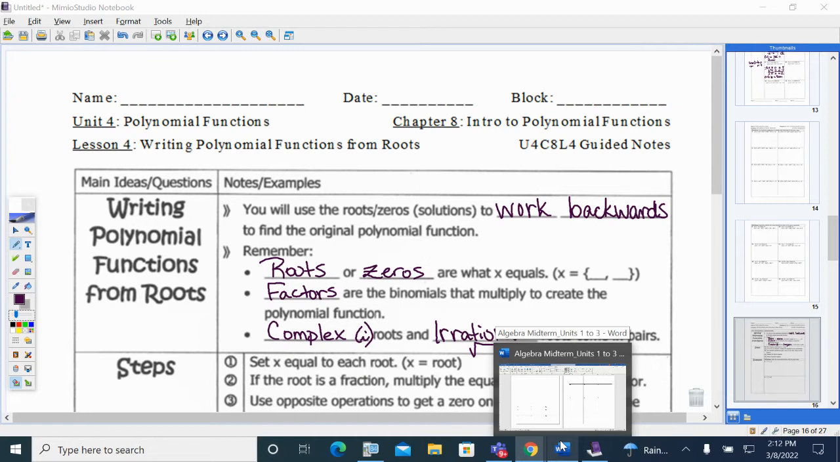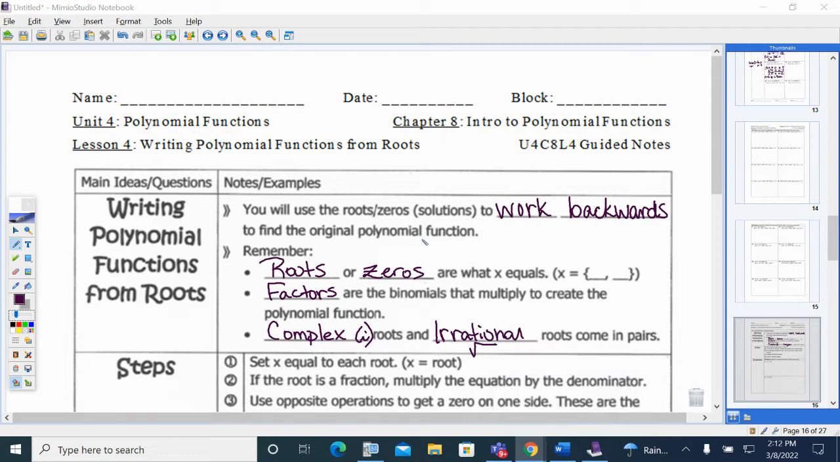This video is on Unit 4, Chapter 8, Intro to Polynomial Functions, Lesson number 4, Writing Polynomial Functions from Roots. Or my favorite way to say that is working backwards. We are going to write polynomial functions from roots. Now, we've done this already when we were studying quadratics. We wrote quadratic functions from the roots. This one is the exact same process, just a little bit longer.